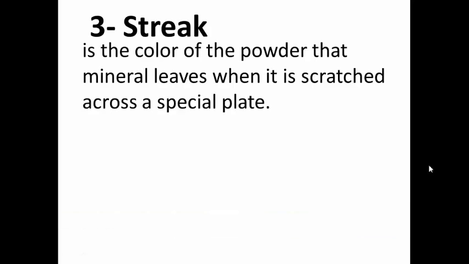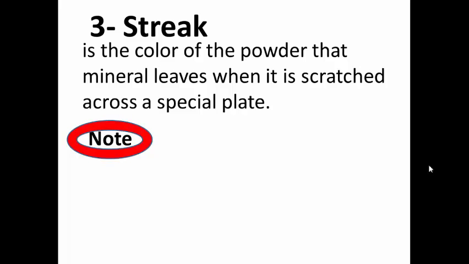Perfect. Now we have this plate, and this is a mineral, and the other one is a mineral, and this also is a mineral, and with all of these minerals we can make a streak, and this is the color of the powder right here on the specific plate. Now this is the third property about minerals: streak. Streak is the color of the powder that a mineral leaves when it's scratched across a special plate.